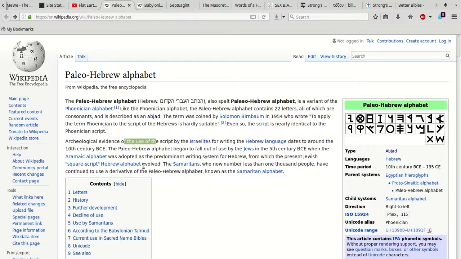There is archaeological evidence of the use of the script by the Israelites for writing Hebrew language to around, this is about 1,000 years before Christ. So it had been around for quite a while, and then by about 500 years later it started to fall into disuse, and they adapted the Aramaic alphabet, which is the form of the letters that we recognize today.